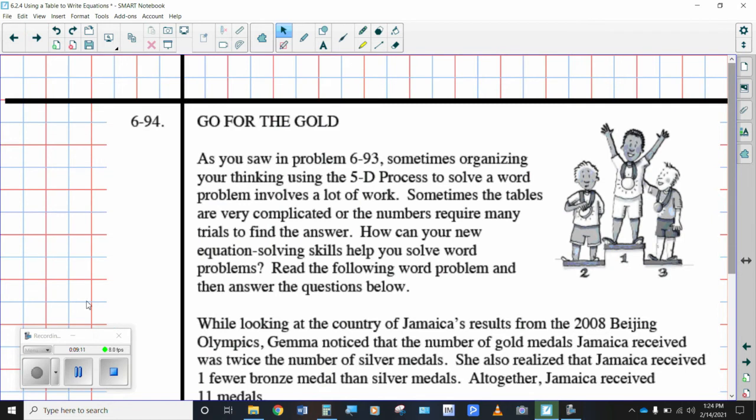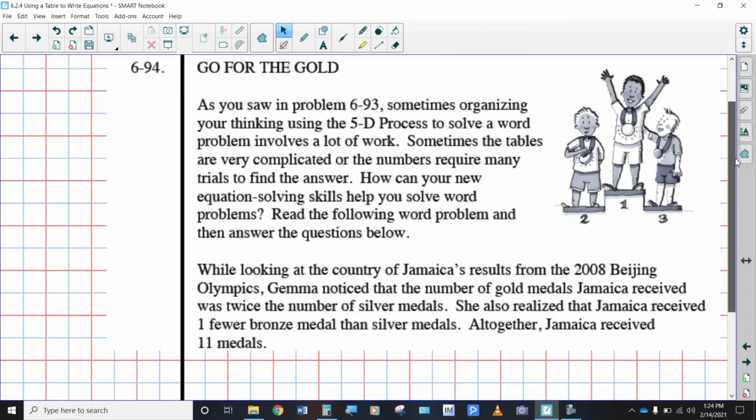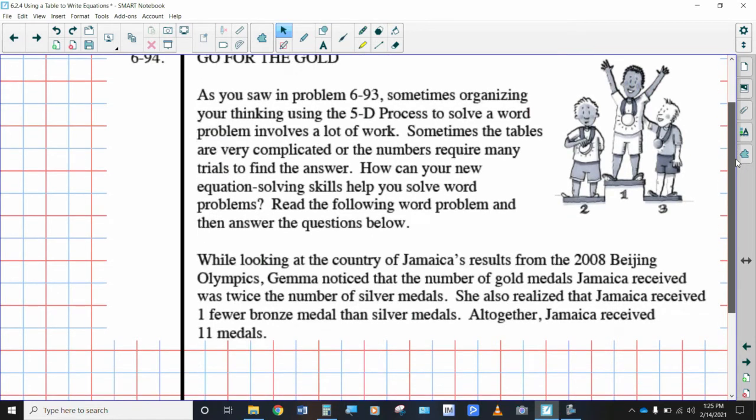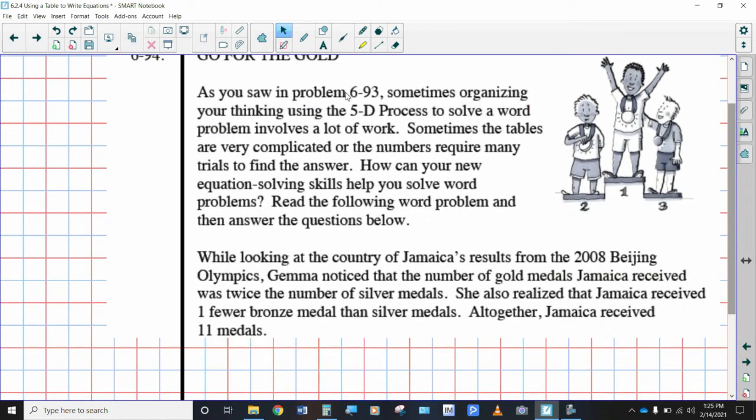All right, let's take a look at a new type of problem. This one involves Olympics and Olympic medals. Okay, so it says, as you saw in problem 93, sometimes organizing your thinking using the 5D process to solve a word problem involves a lot of work. Yes, it does. Sometimes the tables are very complicated or the numbers require many trials before you find that answer. How can your new equation solving skills help you solve word problems? Well, we just did it, right? Use equations and solve your equation instead of doing the guess and check process.